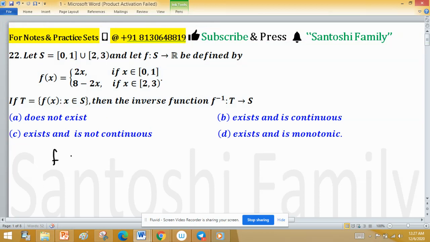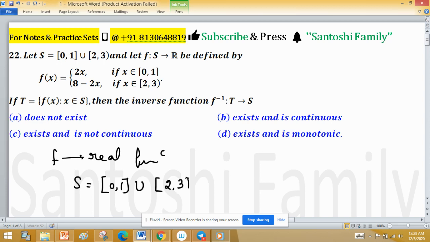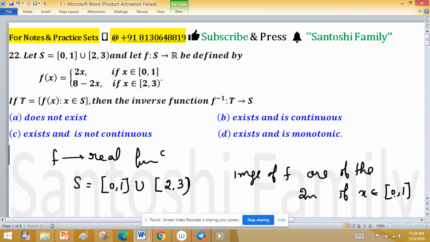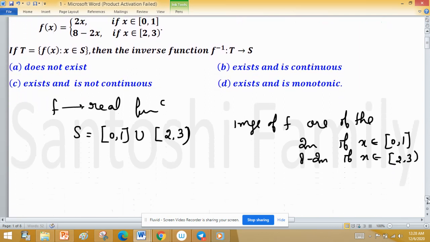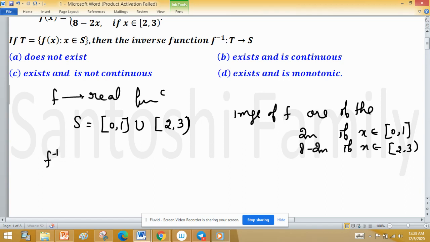As f is a real function defined on S, and S is the union of the closed interval 0 to 1 and the semi-closed interval [2, 3), the images of f are of the type 2x if x belongs to the closed interval 0 to 1, and 8 minus 2x type if x belongs to the semi-closed interval [2, 3). Now we have to find f inverse.